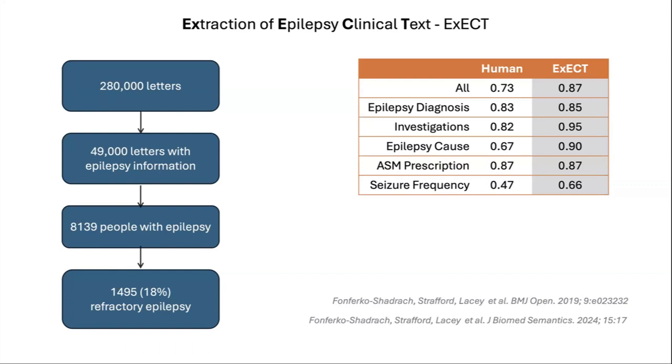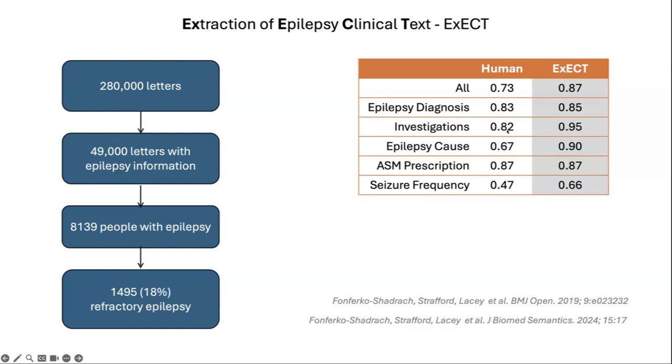And we've developed a natural language processing system, which is rules-based, but it works pretty well. And what we've done, so we've taken all neurology clinic letters within a 10-year period in Swansea Bay. We've put them through the natural language processing system, and we can get quite detailed information about 8,000 people with epilepsy. So not far off a third of the people in Wales with epilepsy.